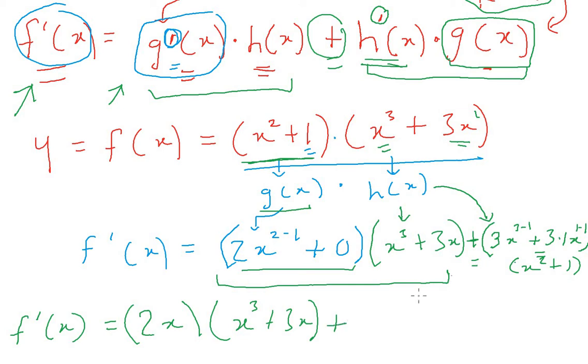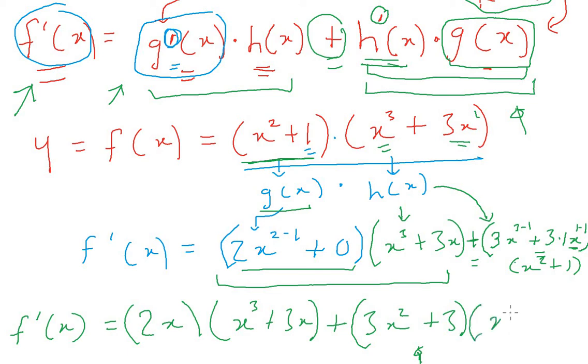And then you can write the next part. This is the second part of the product rule. We are writing this here: 3x squared plus 3. Remember, x to the power 1 minus 1 is just 1, so you are left with 3. And in this case, the first function remains as it is, x squared plus 1. So this is our derivative. You can simplify it further. If you want, you can multiply these parts and then add and subtract as well. I'll leave that to you.